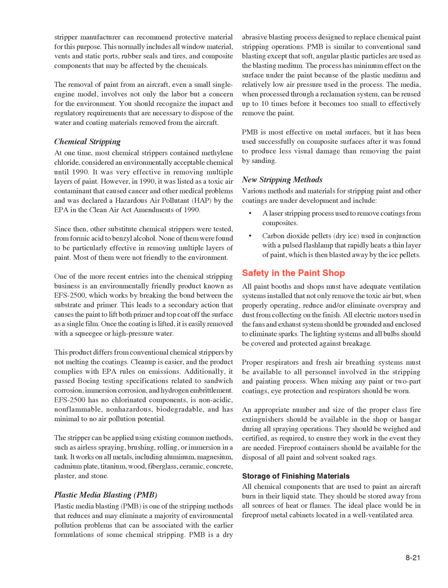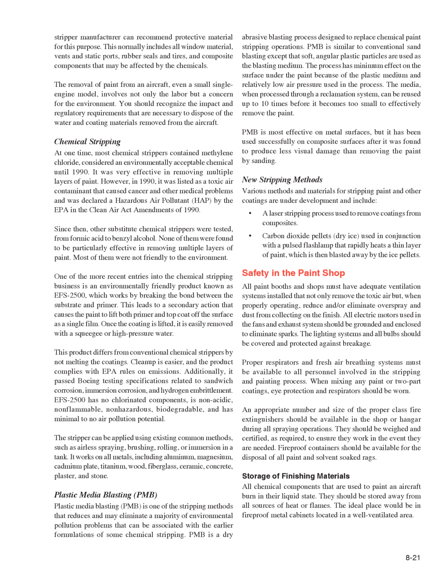New stripping methods. Various methods and materials for stripping paint and other coatings are under development and include a laser stripping process used to remove coatings from composites. Carbon dioxide pellets, dry ice, used in conjunction with a pulsed flash lamp that rapidly heats a thin layer of paint, which is then blasted away by the ice pellets.